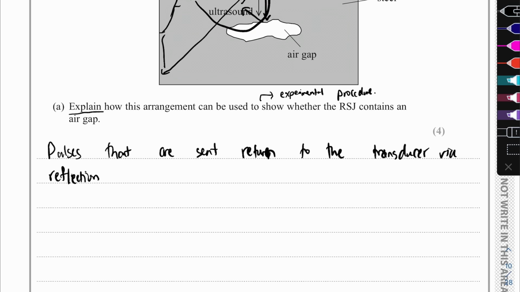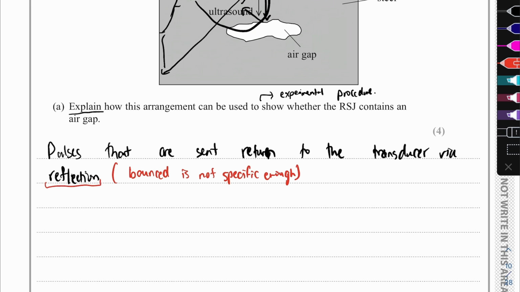This is from the boundaries. Now, if you were to say bounce back, they don't consider it. Using bounce is not specific enough. So you need to make sure you mention the word reflection of these pulses.